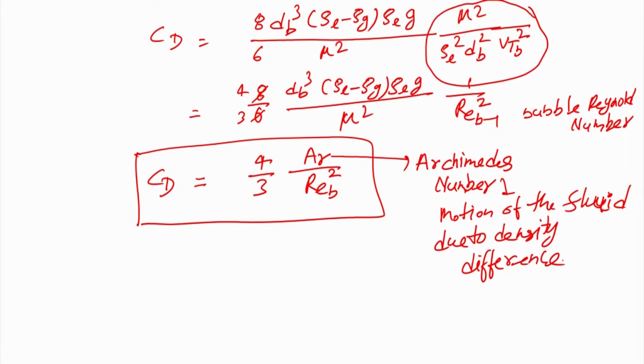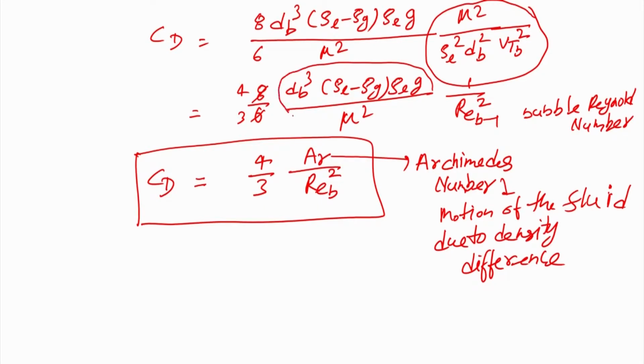So, why is the bubble rising? The bubble is rising mainly because of buoyancy, and the buoyancy is generated mainly because of the density difference. The Archimedes number shows that the motion of the bubble, because of the density difference, is characterized by the Archimedes number, which is defined as dB cube rho L minus rho G into rho L g upon mu square.